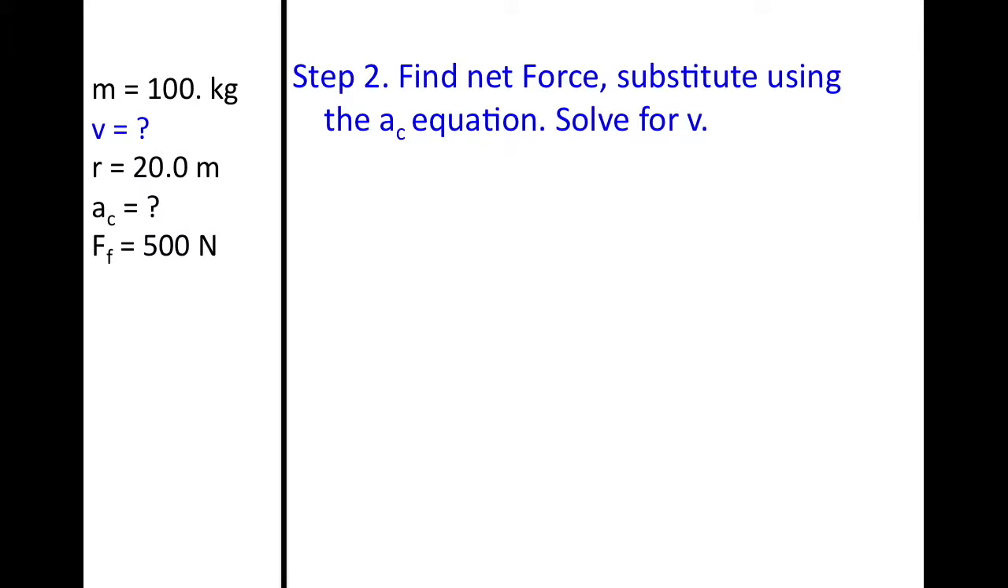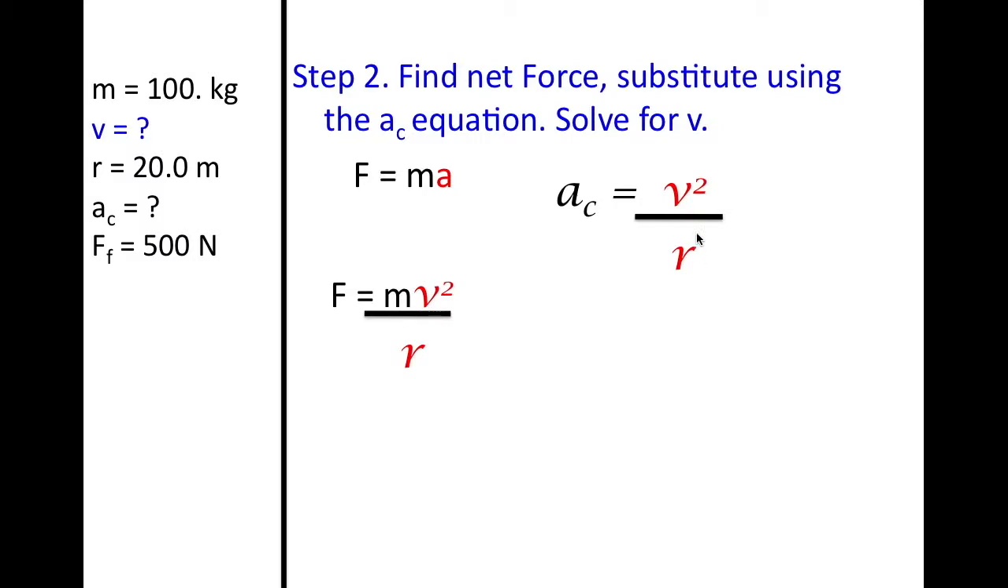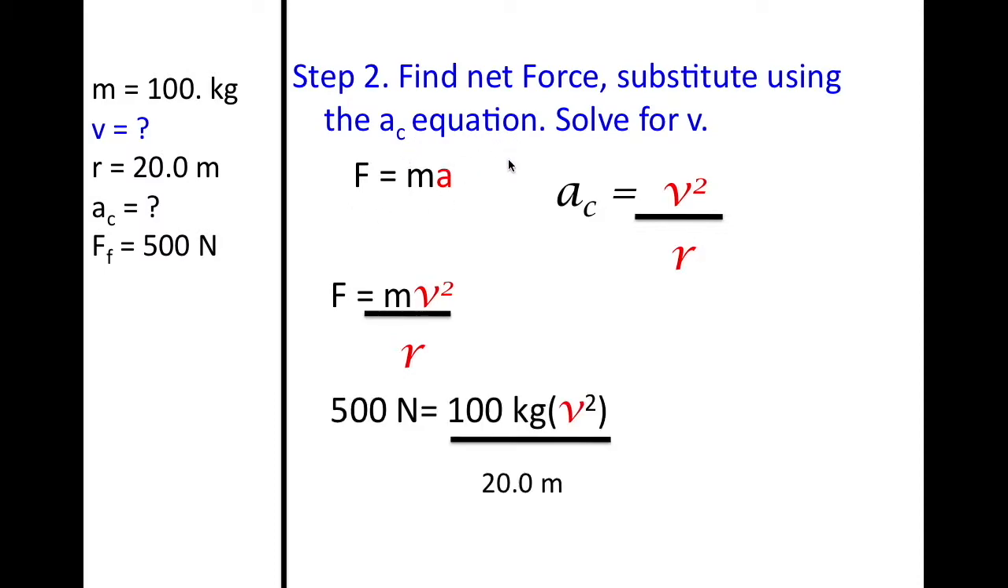Step 2 is to find the net force. Then you can substitute using the centripetal acceleration equation, solve for v, and you would have your answer. The variables that we have are listed over here on the left, and we are trying to find the speed. Using the equation F equals ma, and knowing that acceleration equals v squared over r, we just plug this v squared over r into our F equals ma equation. When we plug in our values and solve for v, we get an answer of 10 meters per second.